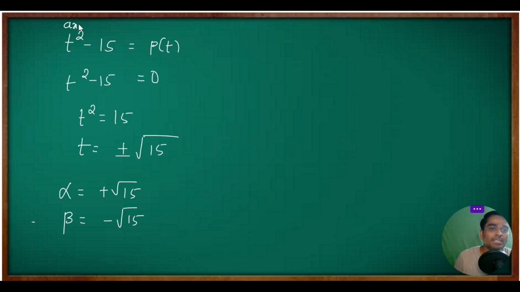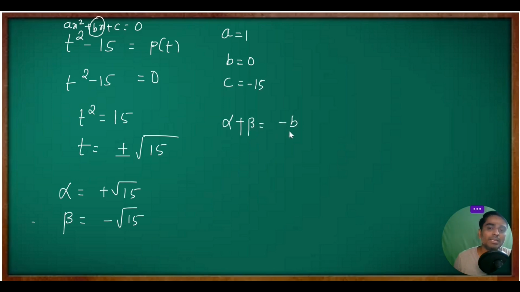Let me get the a, b, c values. Here you can see ax square plus bx plus c equal to 0. You clearly see the x term is missing. x means here the t term is not there. t square is there. Who is beside t square? 1. That means a equal to 1. b is what? 0, because that term is not there. Then c is minus 15.